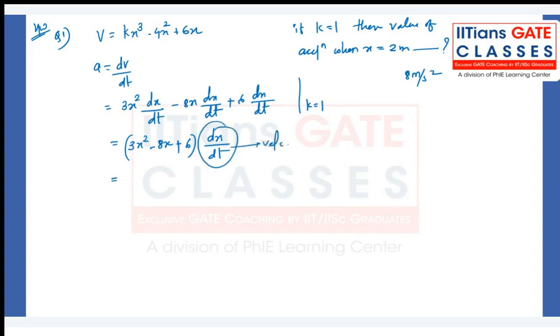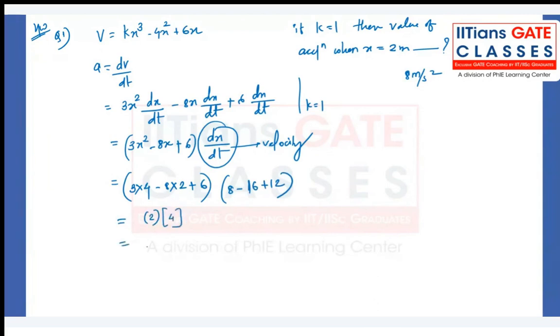Which is already given. So now if you put x equal to 2, it will look like 3 multiplied by 4 minus 8 multiplied by 2 plus 6, and dx/dt is 8 minus 4 into 4 is 16 plus 12. So the answer is 8 meters per second square. This is the acceleration. Clear, everyone? Any doubt in this question?